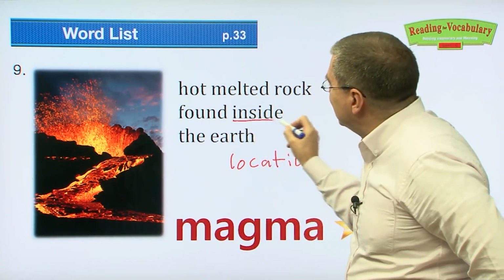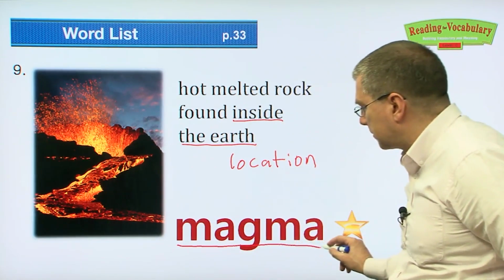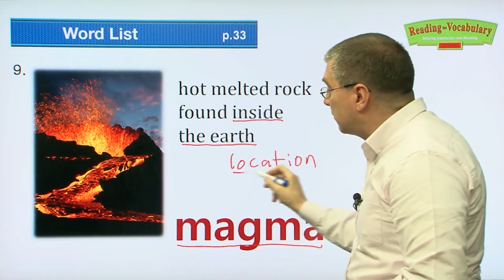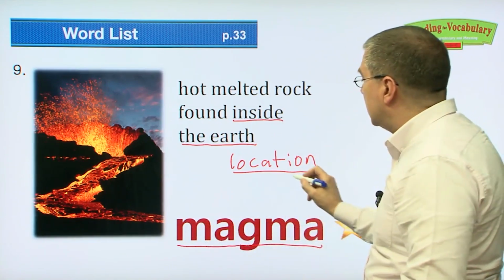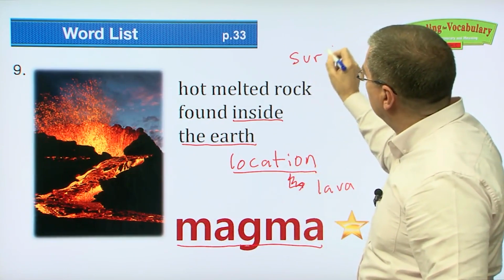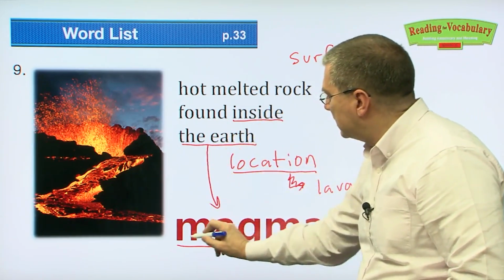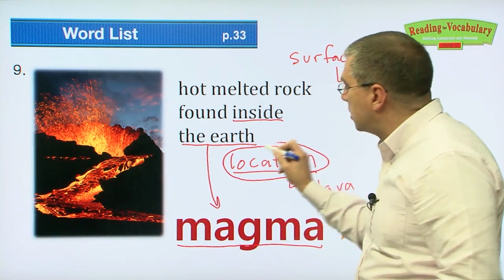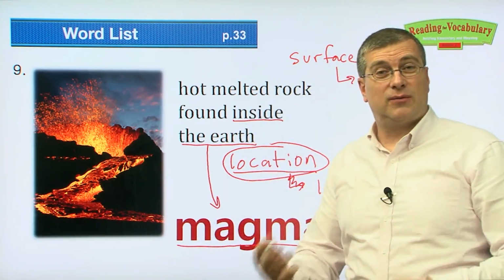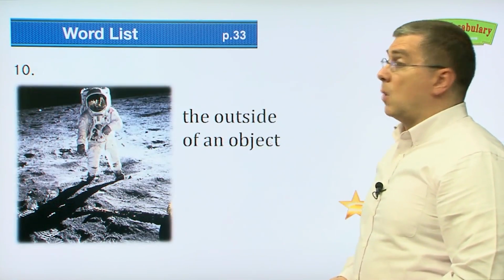This one says found inside the earth. If it's underground, if it's deep inside the earth, we say it's magma. But when the magma comes to the surface, when it comes out of the volcano, now it's in a different location. It's on the surface, and then it is lava. Okay, so maybe let me do this differently. If it's on the surface, it is lava. But if it is inside the earth, it is magma. So it all depends on the location. Where is it? On the surface, lava. Inside the earth, magma. So we have different words depending on where it is.